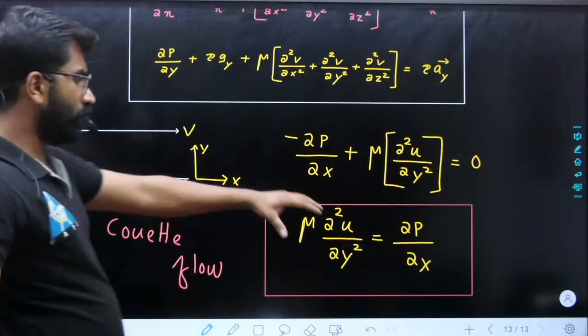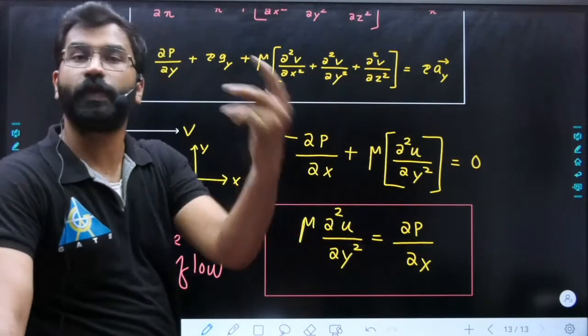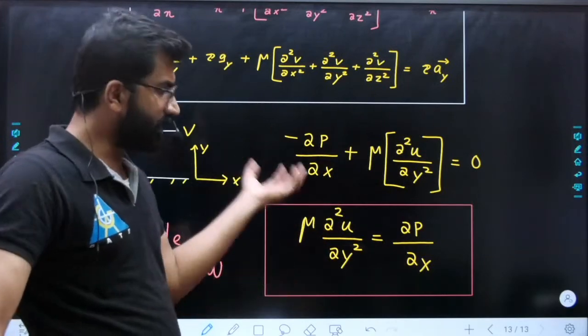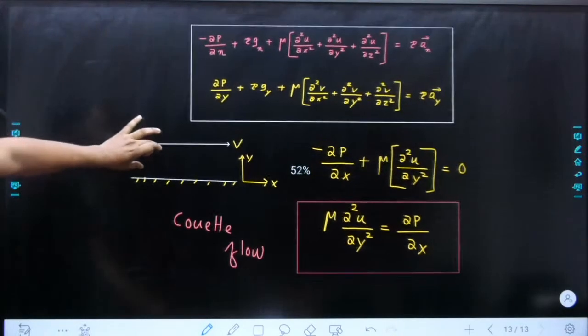Now if you integrate this equation twice, you will get the velocity profile. That is different, I am not doing that. So up to this you can remember.